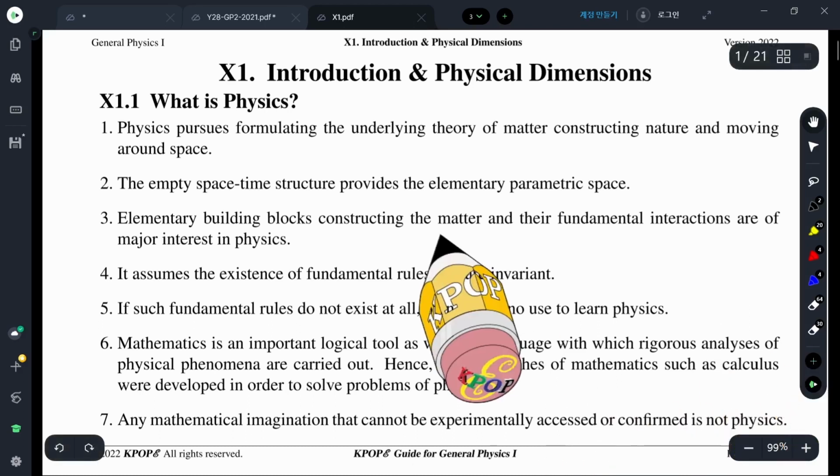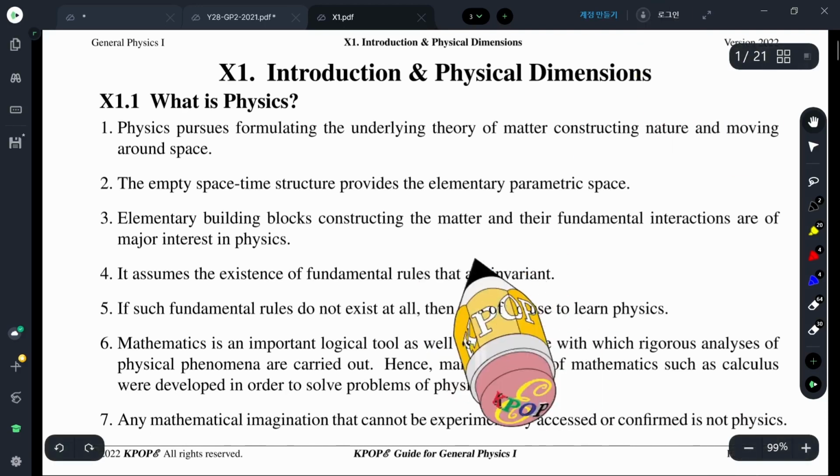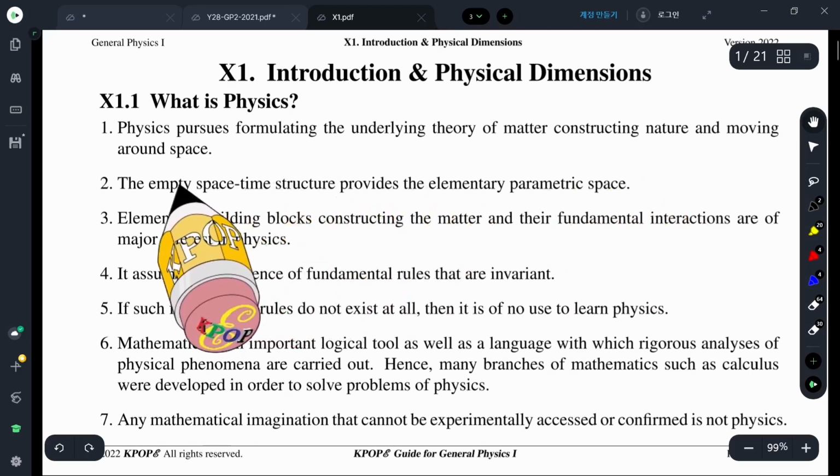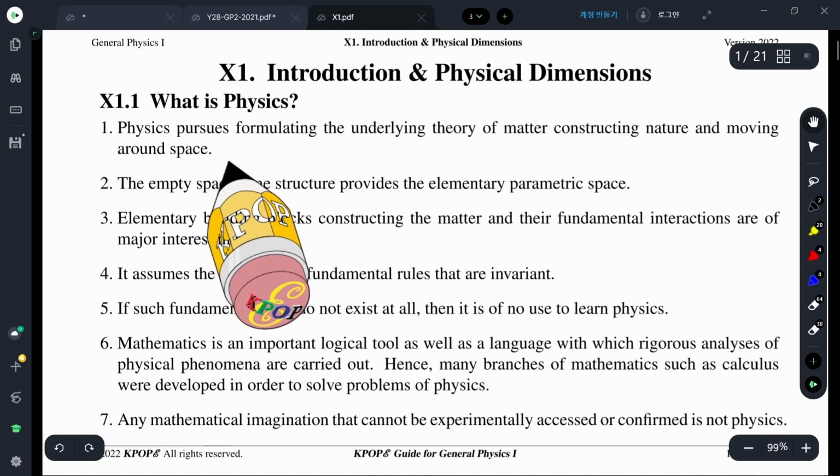Let's begin our discussion with what is physics. Physics pursues formulating the underlying theory of matter, constructing nature, and moving around space. So we study matter, and matter is filling the space. Nature is composed of a space that contains matter. And matters are not frozen, they are moving around. You'd like to know how they move, why they move. If we know the rule, then we can find a situation to make the matter move around as we want. That's the first motivation of studying physics.